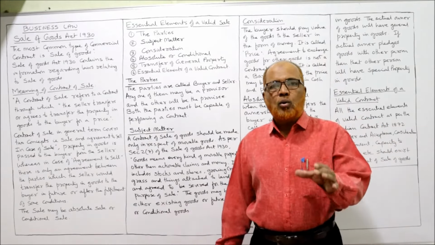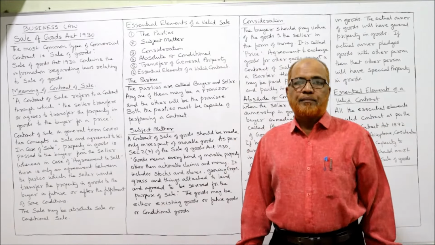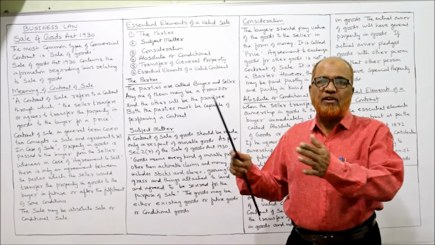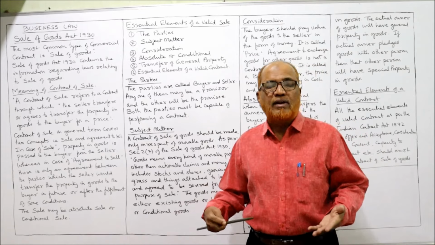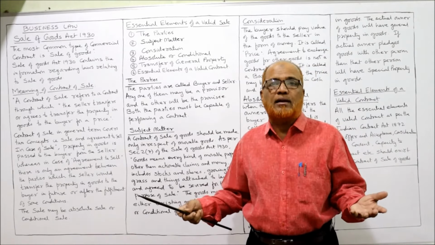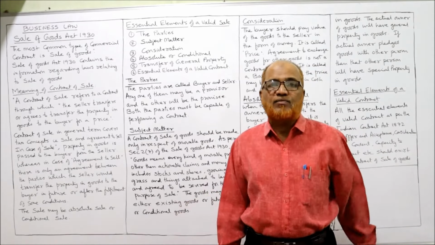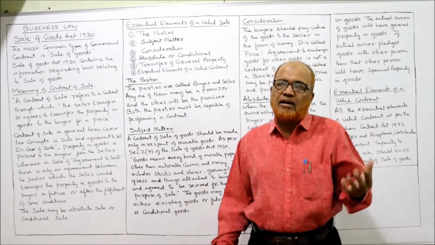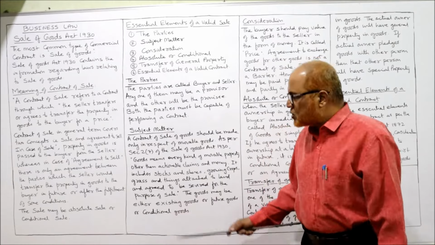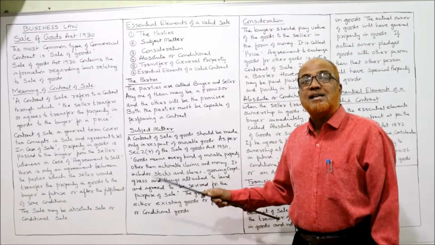And contingent goods are goods which are conditional. That means goods which are purchased from a foreign country and are in transit. We don't know whether we will receive them or not. It is uncertain because they are in transit from one country to another. So when we import goods from another country, they are contingent goods. So these are the subject matter.